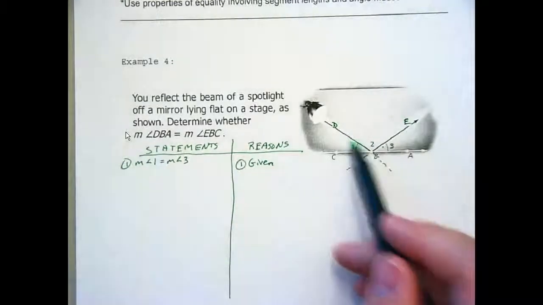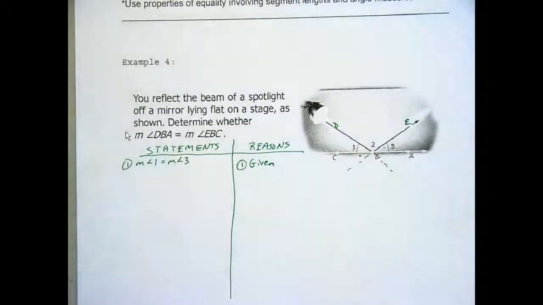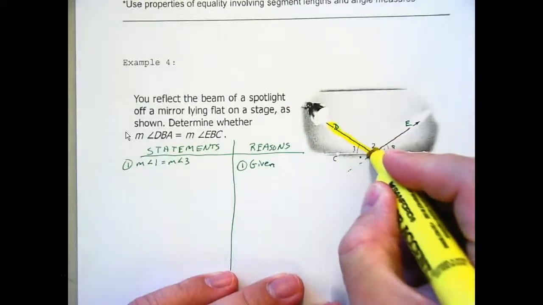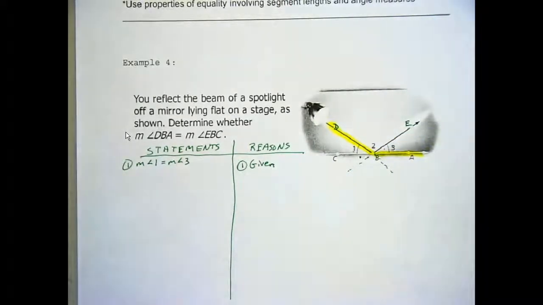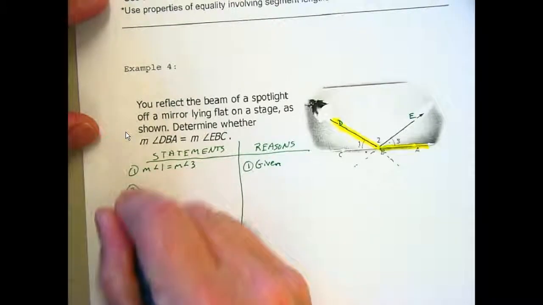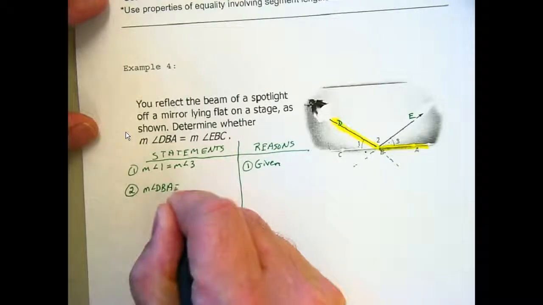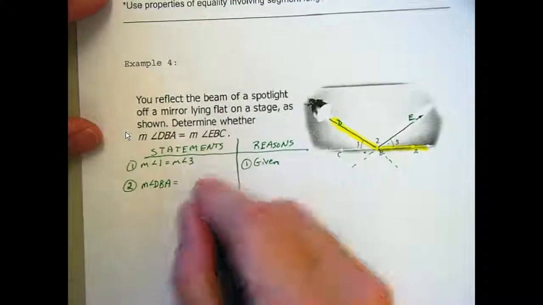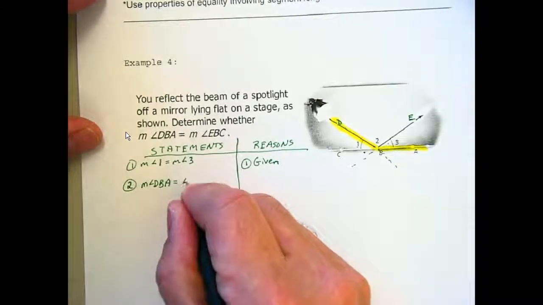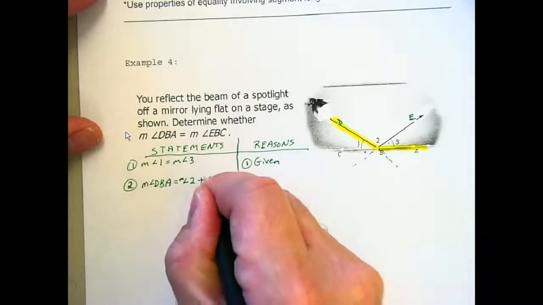From there, we go to DBA. So get a highlighter here. This angle is made up of which 2 angles? Monty? 2 and 3. Okay. So KJ, do you know how we can say that? Say measure of angle DBA is equal to, yeah, it's equal to angle 2 plus angle 3. Or the measure of angle 2, I guess, would be more appropriate, and the measure of angle 3.